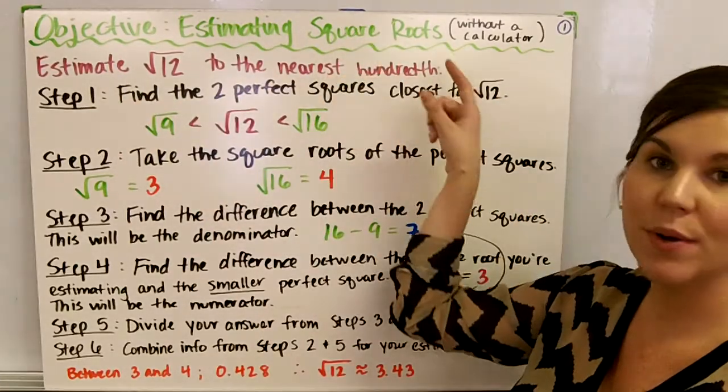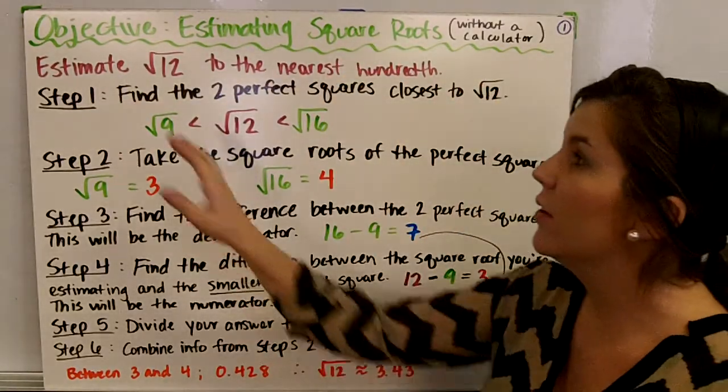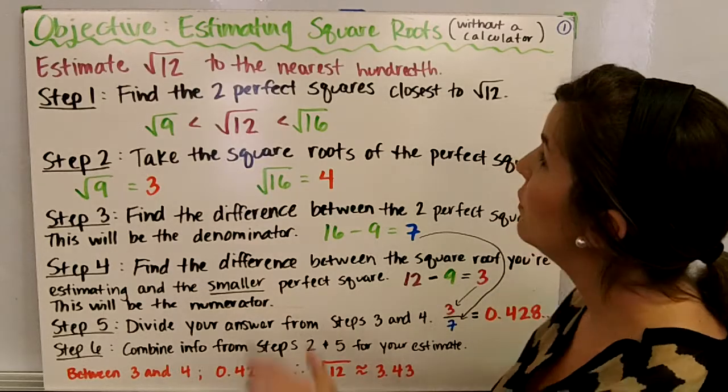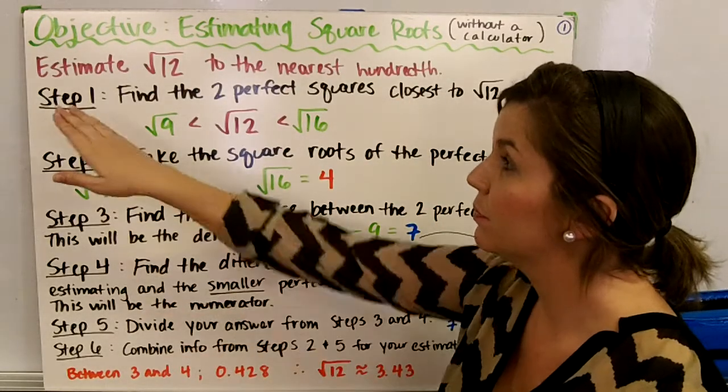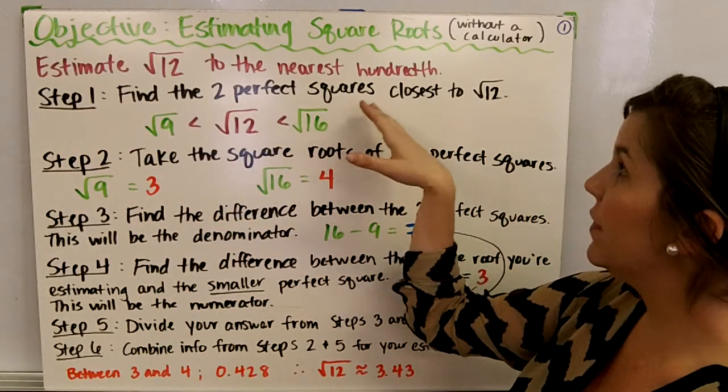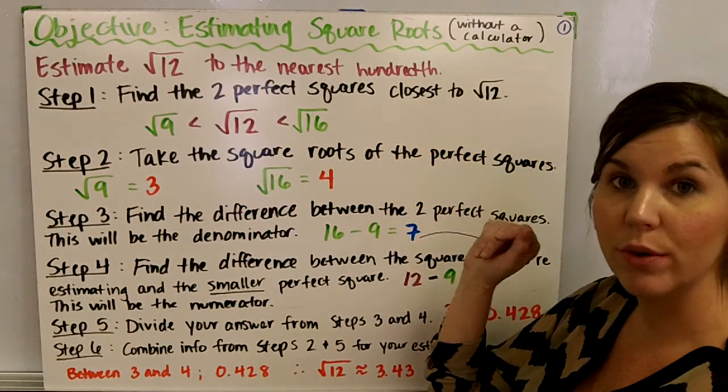Objective, estimating square roots without a calculator. Estimate the square root of 12 to the nearest hundredth, so we need 2 places after the decimal. Step number 1, find the 2 perfect squares closest to the square root of 12.